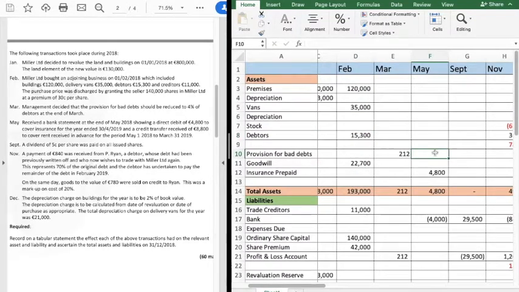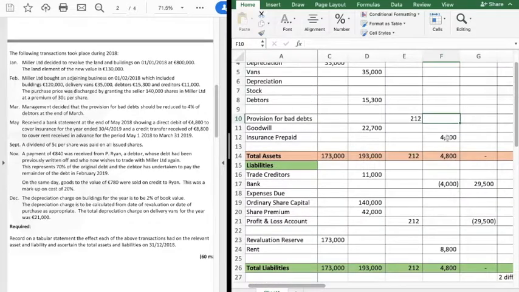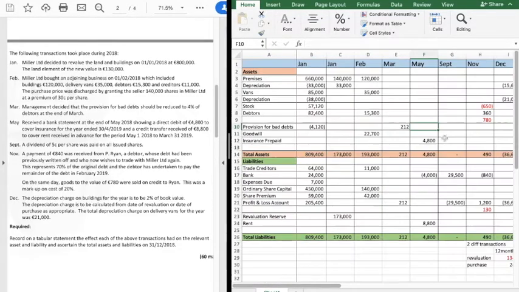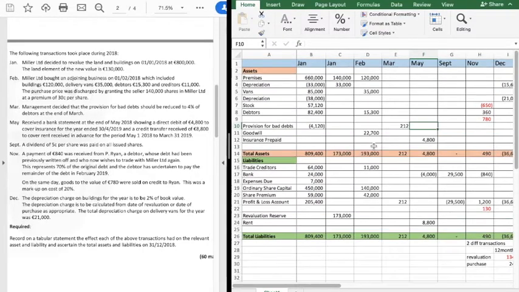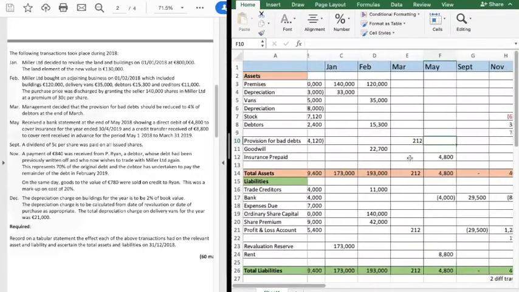For May, we received a bank statement at the end of May showing a direct debit of 4,800 to cover car insurance for the year ended the 30th of the 4th, 2019, and a credit transfer received of 8,800 to cover rent received in advance for the period May 1st to March 31st. We don't have to really deal with any of the dates and details here. We just need to make sure that we're putting it in correctly into our actual tabular statement.